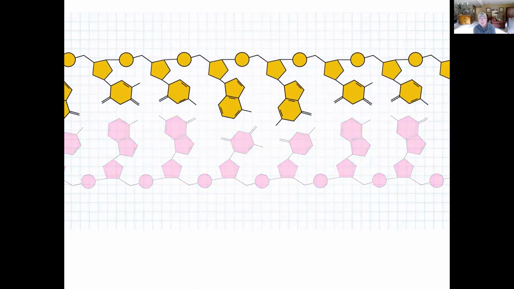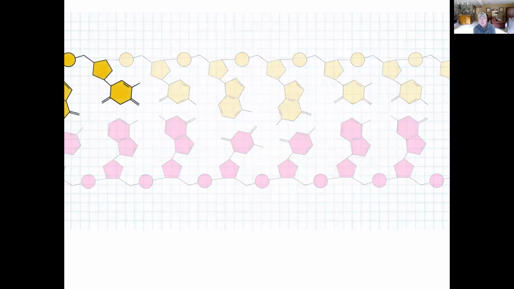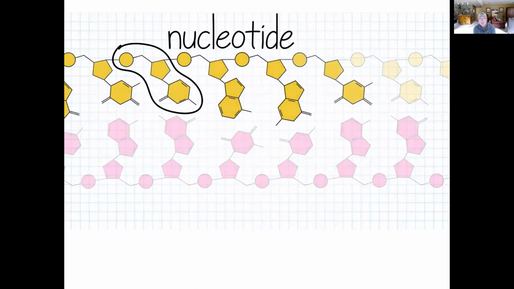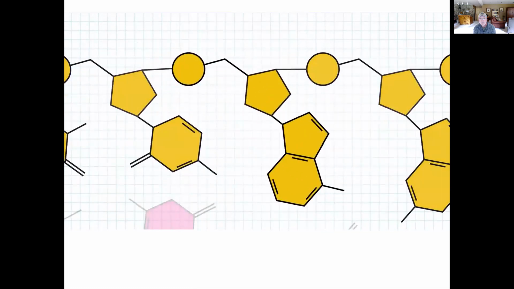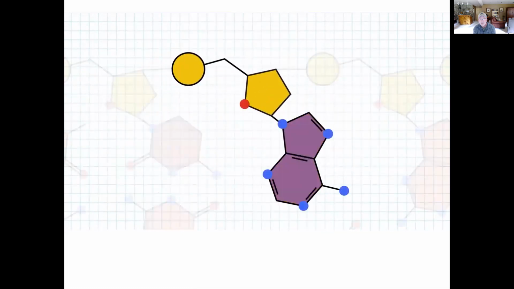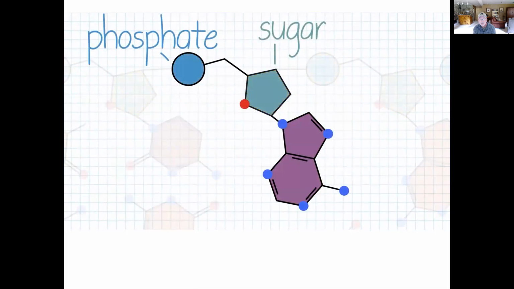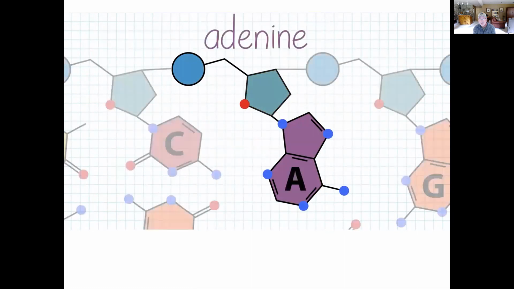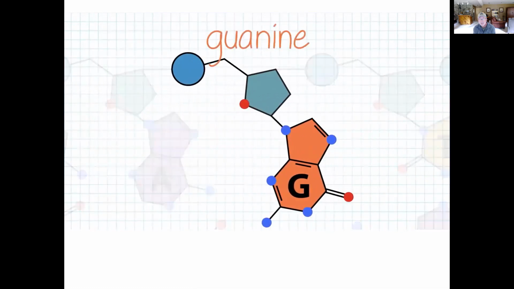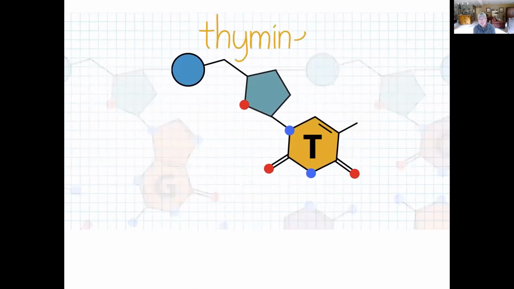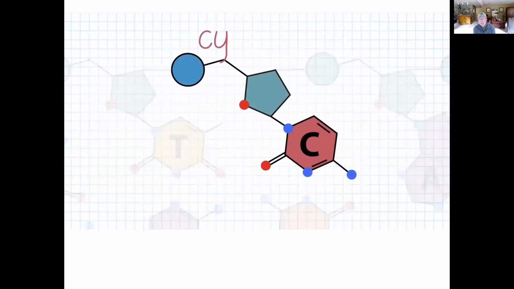Each strand is a polynucleotide, meaning the strand is made up of many individual units called nucleotides. A nucleotide has three components: the 5-carbon sugar, a phosphate group, and one of 4 possible nitrogenous bases: adenine, guanine, thymine, and cytosine. The nitrogenous base is always attached at the 1' carbon of the sugar.